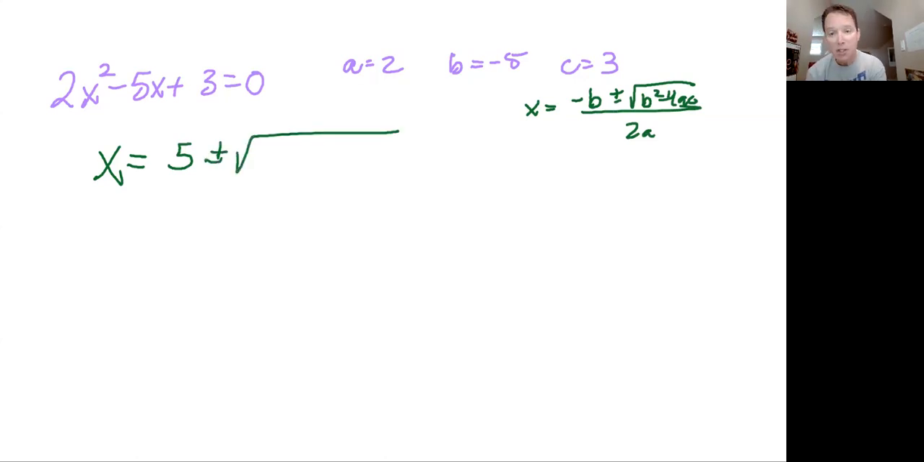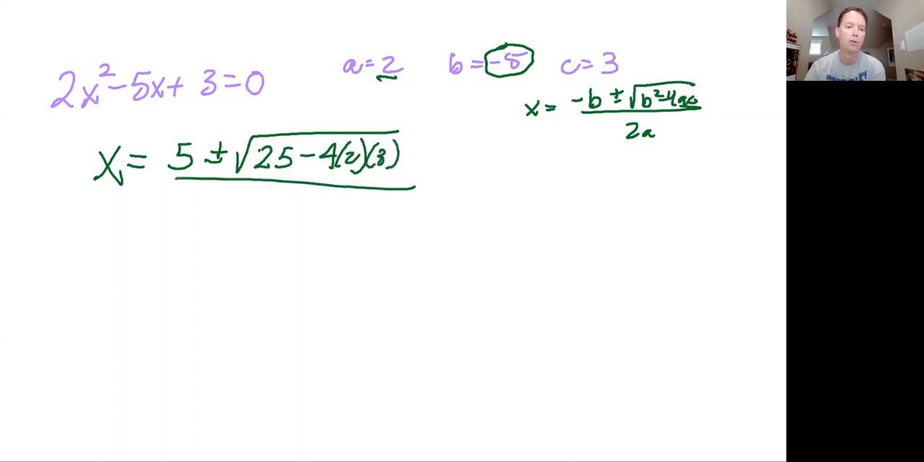Now, B squared means I've got to take this entire number and multiply it by itself. So no matter what the sign of B is, B squared is going to be positive. Minus 4, A is 2, and C is 3. All over 2. So that looks messy, right? But watch what's going to happen now. This is kind of cool.